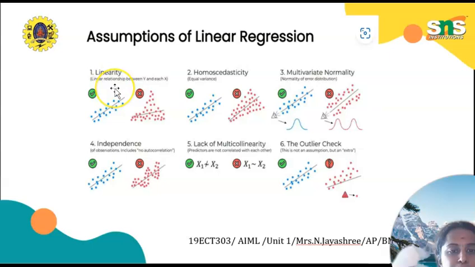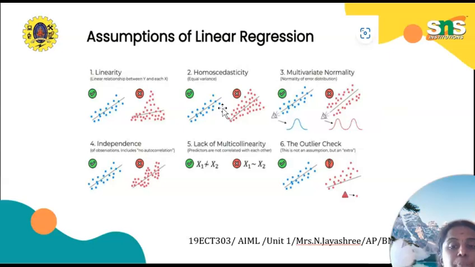Number one, linearity: a linear relationship between y and each x. Number two, homoscedasticity, that is equal variance. The green tick indicates the correct pattern, and the x indicates the wrong graphical representation. If it is homoscedastic, it is represented by this diagram, whereas this one is the wrong diagram, indicated by the x.